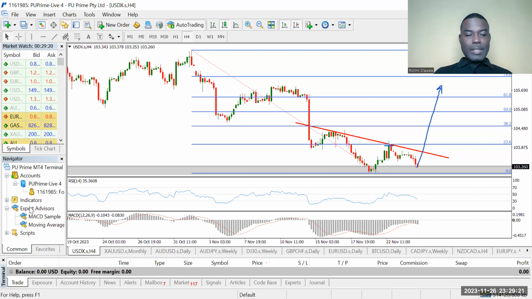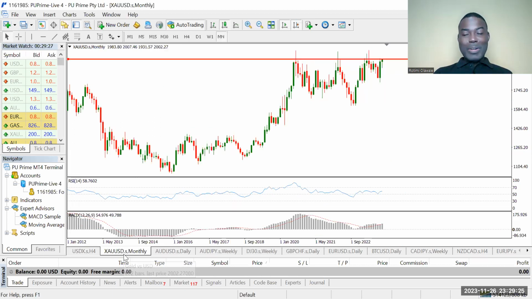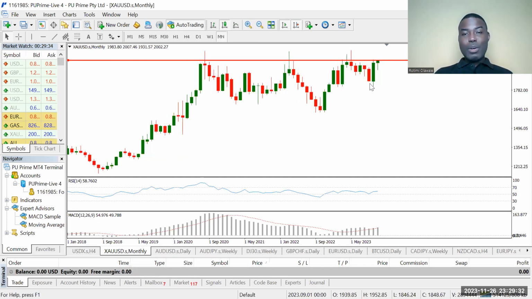The next instrument I want to look at is gold, and this has a lot of correlation with the dollar index. Gold currently is trading at a resistance level on the monthly time frame. Earlier on in the month of May, I gave a bearish forecast on gold when gold hit this same resistance level, forming a triple top pattern. And I gave a forecast of a bearish movement.